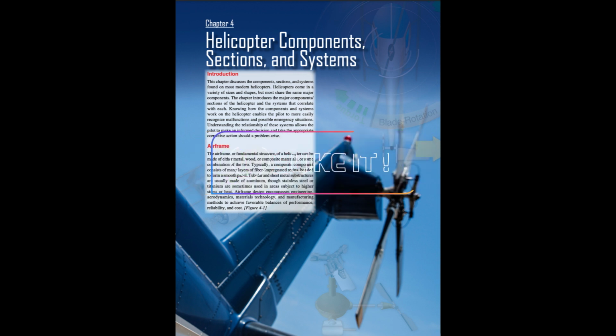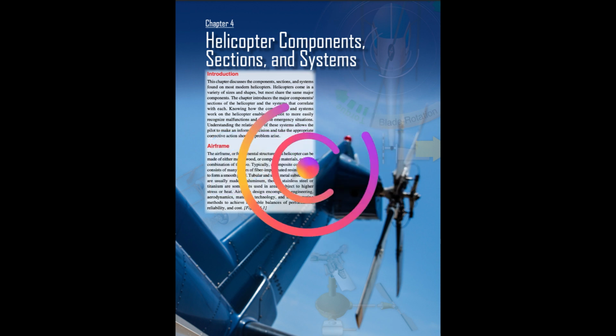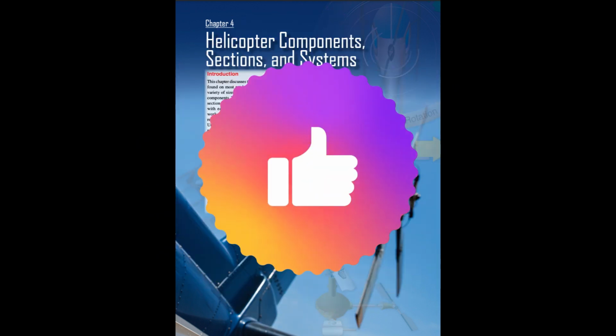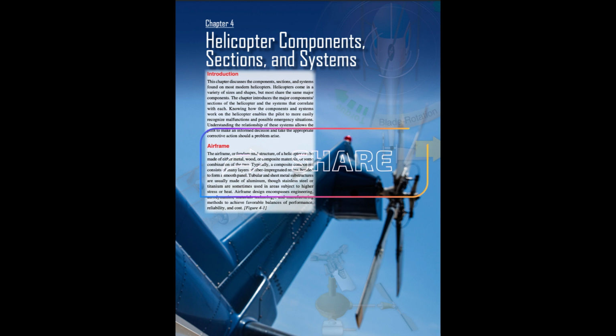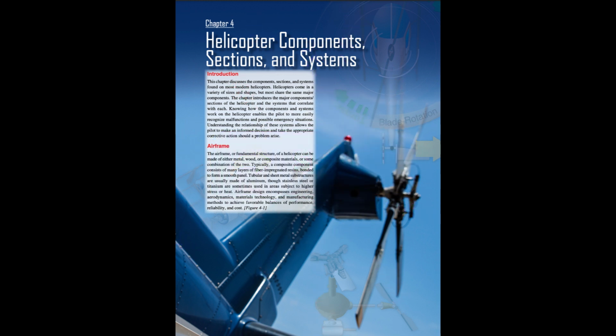This chapter discusses the components, sections, and systems found on most modern helicopters. Helicopters come in a variety of sizes and shapes, but most share the same major components. The chapter introduces the major components/sections of the helicopter and the systems that correlate with each.